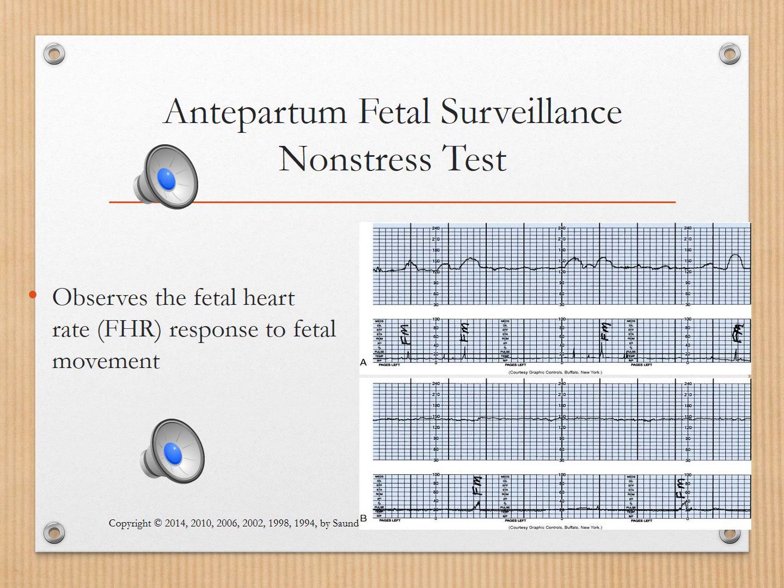To determine a reactive non-stress test, we must see two rises in the fetal heart rate of at least 15 beats per minute lasting for at least 15 seconds. Each of the two elevations of fetal heart rate must be within a minimum of 20 minutes of time. In tracing A, if 20 minutes of monitoring occurs, this would be interpreted as a reactive tracing.